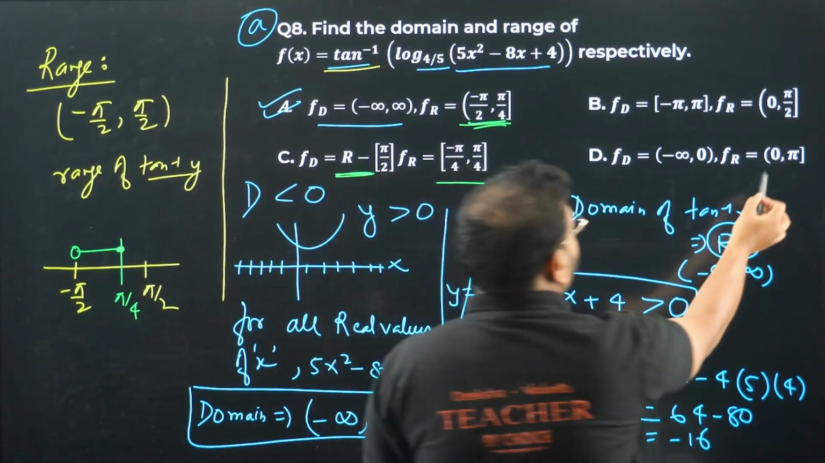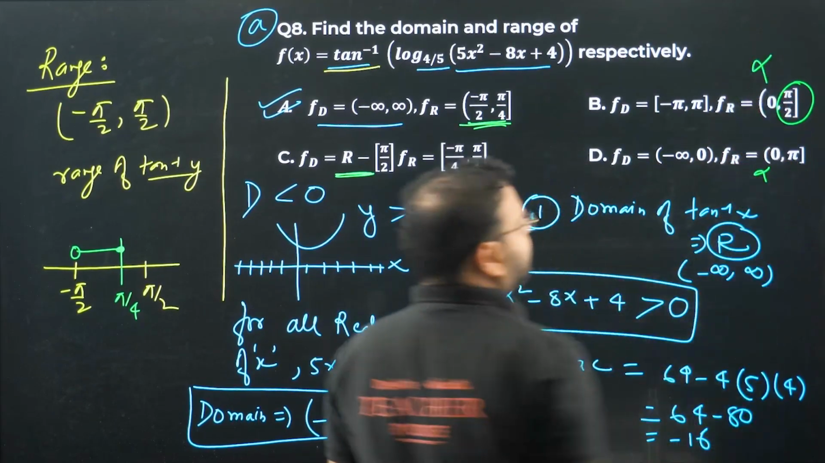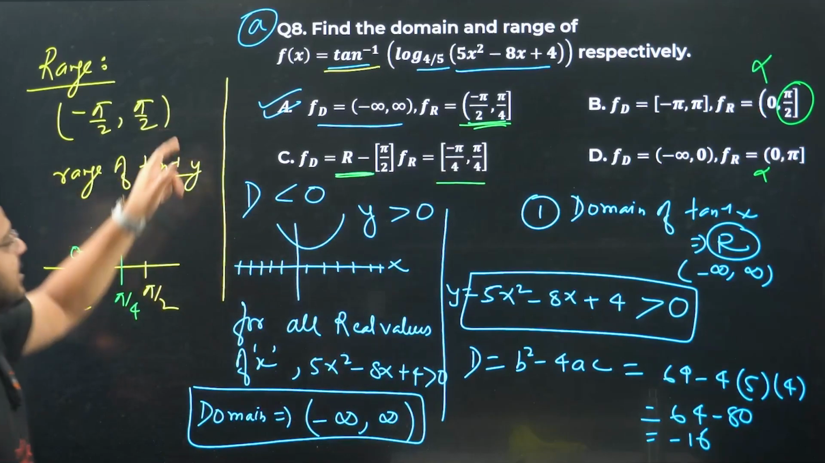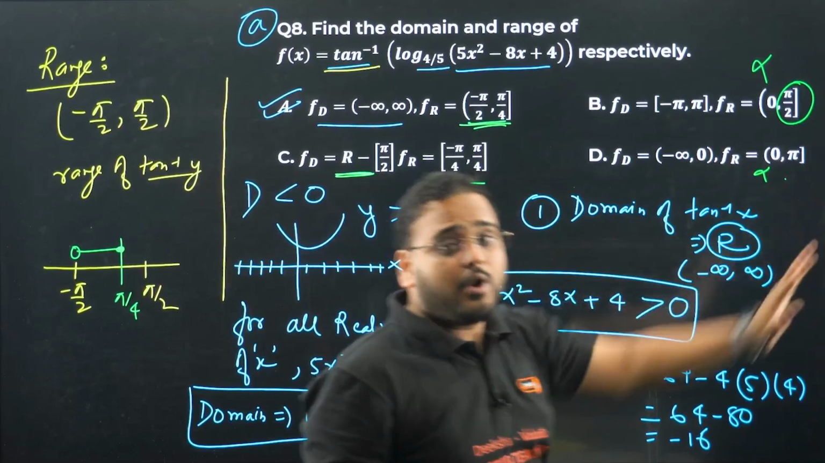This is not possible. You can't choose this because here it is closed. So this is incorrect. Please check. Pi/2 is an open interval. Okay. Here it is closed. We can't choose. This is wrong. Pi is way beyond your pi/2.